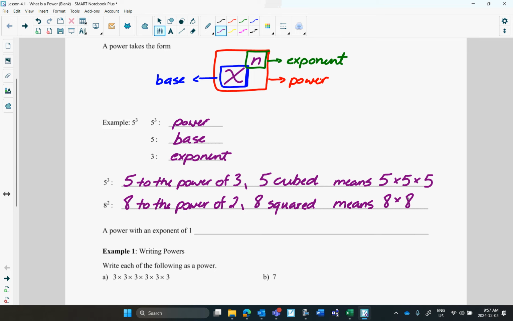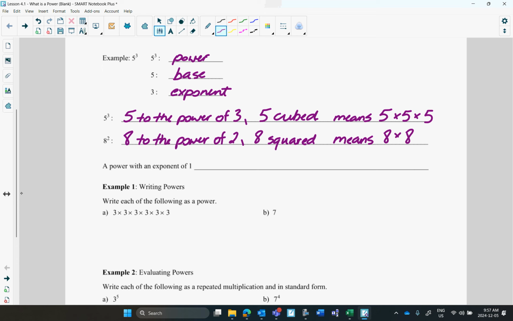Something that I'm not sure if you guys know. Any power raised to the first, or to the power of 1. So if I said 5 to the power of 1, what do you think that would be? Just 5, right? Because all you're doing is you're taking a 5. And you're not multiplying by itself because it's not telling you to. So a power with an exponent of 1 always equals the base.